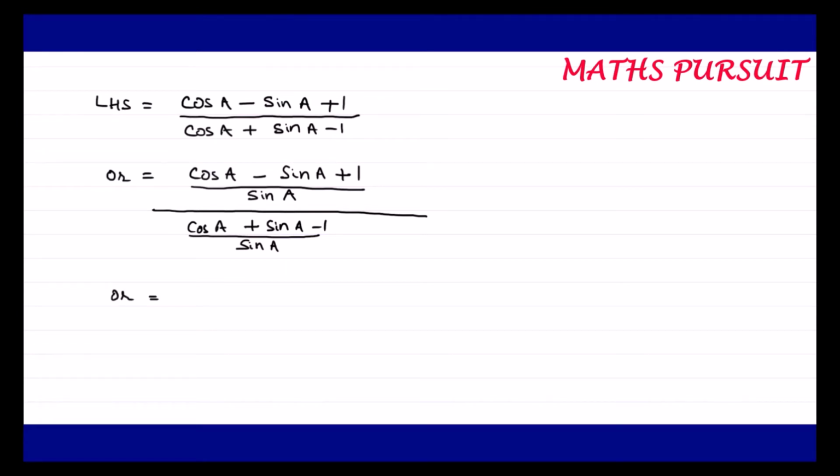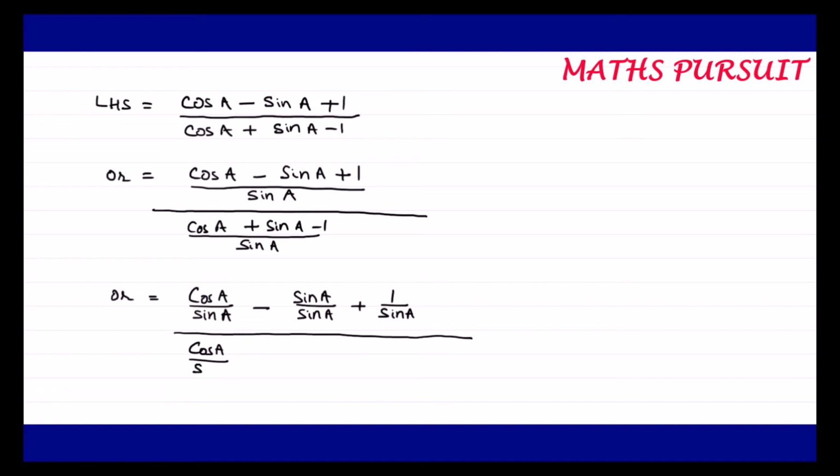Or I can say that it is equal to cos A by sin A minus sin A upon sin A plus 1 upon sin A. This is the numerator part. First of all, I solved the numerator part. Similarly, I can write the denominator as cos A upon sin A plus sin A upon sin A minus 1 upon sin A. This is what I did to the denominator also.